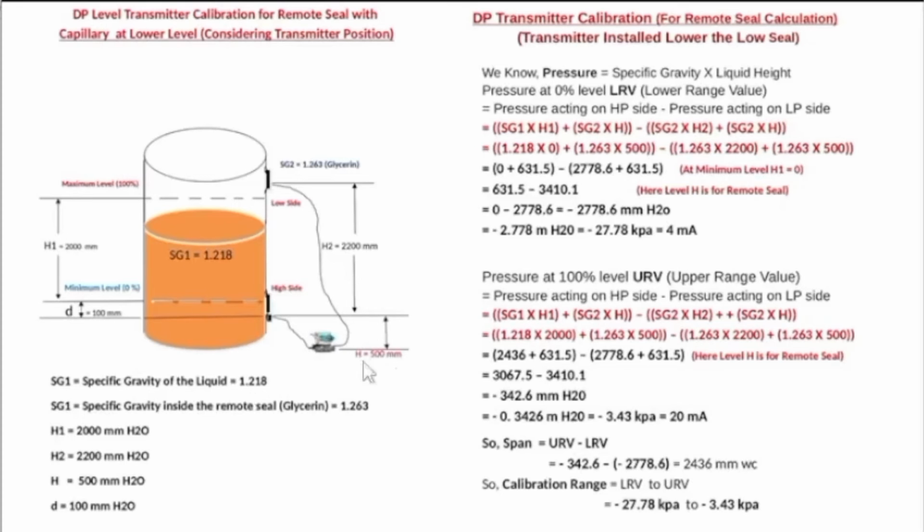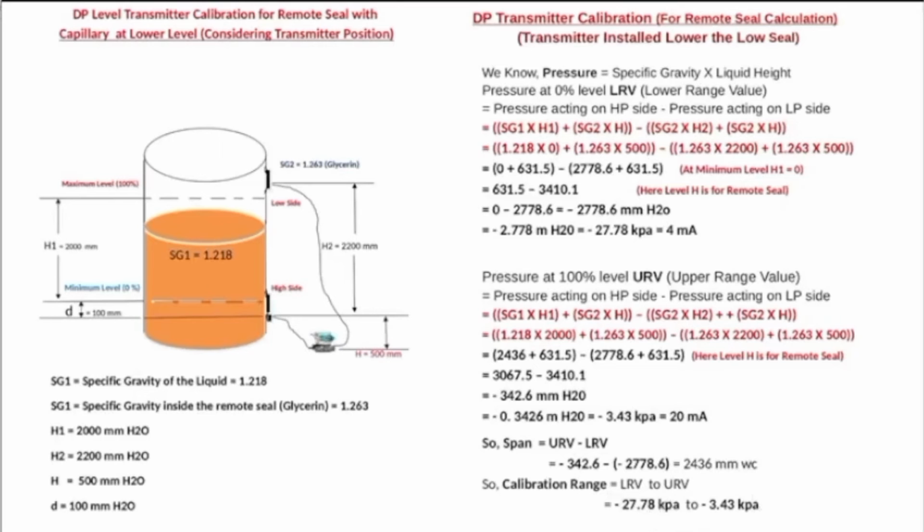On the other hand, the same calculation for the URV position, this height and also this height for the transmitter, and we will get the same result. Here you can see the different calculations are described clearly, and here the span is 2436 millimeter, and the calibration range is minus 27.78 kPa to minus 3.43 kPa.